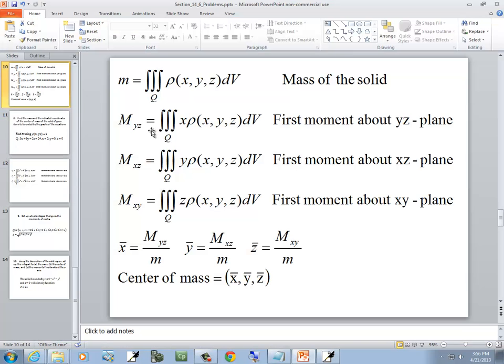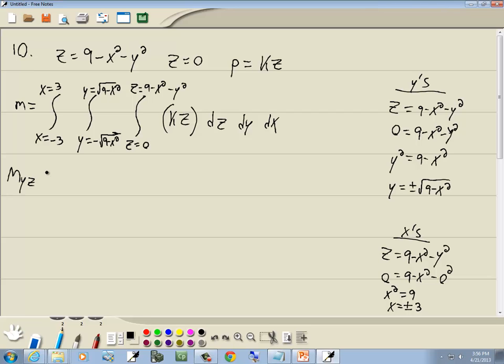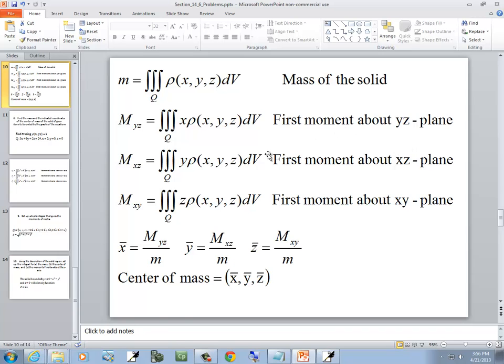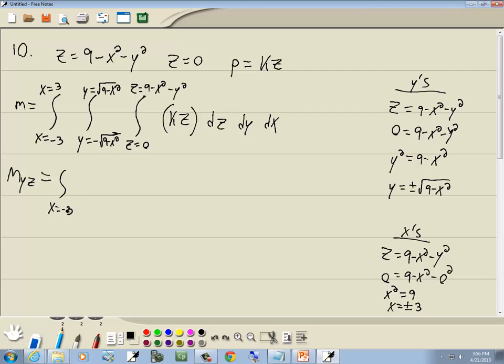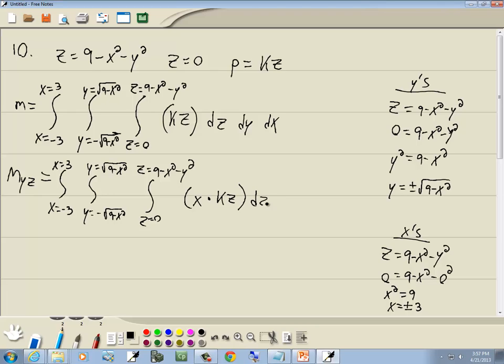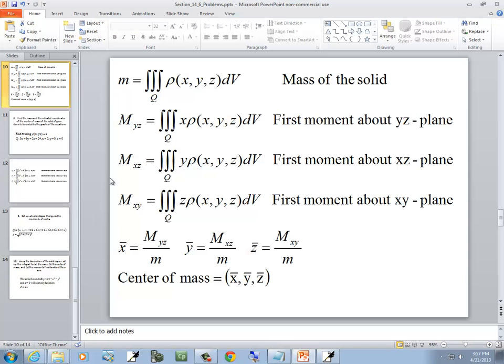Well, to find the center of mass, you need all of these, so I'm just going to do the setup on these. So the first moment about the YZ plane. These are going to be x equals -3 to x equals 3, y equals negative square root of 9 minus x squared to y equals square root of 9 minus x squared, z equals 0 to z equals 9 minus x squared minus y squared. And then we have our x times rho. It's the missing variable. See how we have y and z here? So this will be x times rho, which rho was kz, dz, dy, dx.